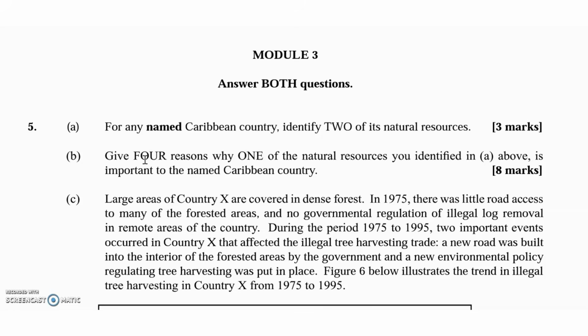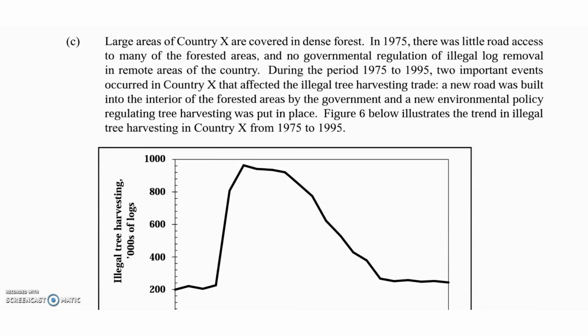So let's go through part C quickly, as we move down here. Large areas of country X are covered in dense forest. In 1975, there was little road access to many of the forested areas and no governmental regulation of illegal log removal in remote areas of the country. During the period of 1975 to 1995, a 20-year period, two important events occurred in country X that affected the illegal tree harvesting trade.